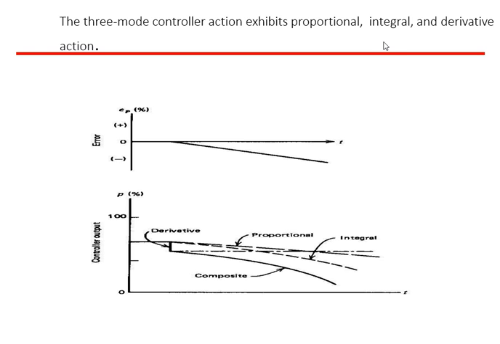Now it is very interesting to see the three-mode controller actions, which exhibit proportional, integral and derivative action. So again I have taken an error in this fashion. So this is my error, this is my time, and we are getting the error like this. Now the composite signal that we are getting is like this. This is the composite or combined signal, meaning it is a combination of derivative, integral and proportional. And if you want to observe the derivative, proportional and integral separate actions for this particular type of error, then the derivative will be like this.